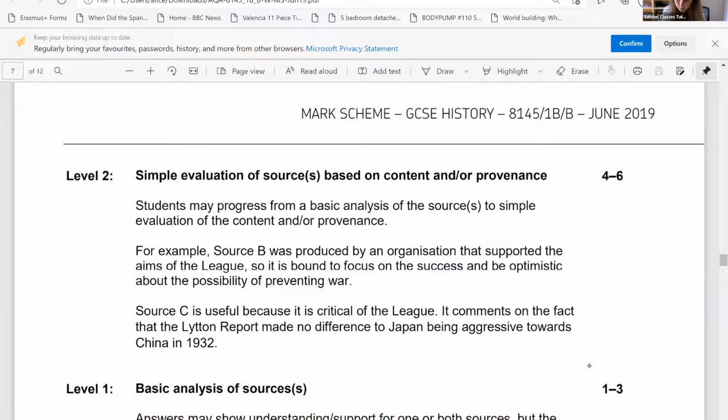Simple evaluation of the sources. So again, you can still get into this level if you only do one or the other, based on content and or provenance. Okay, so if you do one or the other, you're going to be in this level. So you might say source B was produced by an organisation that supported the aims of the League, so it's bound to focus on the successes. So do you see, that's a really simple thing. You're not using your knowledge to back that up. You're not saying why that would be the case. You're making simple statements again still.